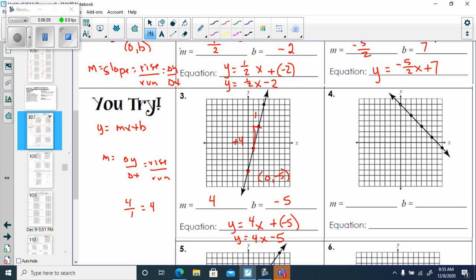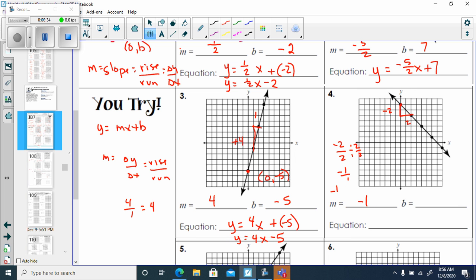Let's look for our m. Our m is our slope. We are going down 2 and over 2, in the positive direction 2. So that is down 2 over 2. If I divide negative 2 by 2, if I simplify that by 2 over 2, I have negative 1 over 1, which is simply negative 1. My slope is negative 1.